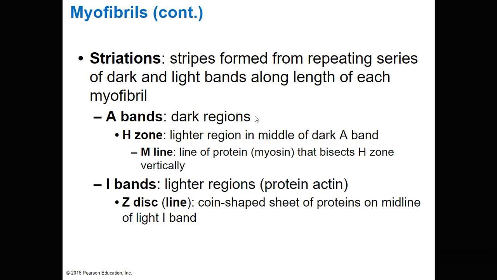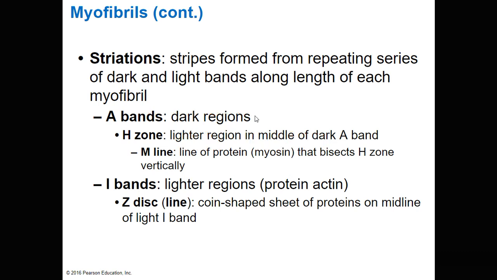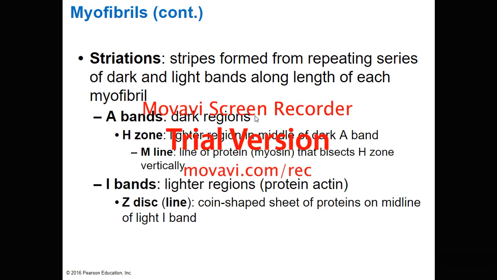The H zone of the A band appears less dense because the thin filaments do not extend into this region. And within the H zone, you have an M line. This M line is the center of the H zone and is slightly darker because of the fine protein strands that hold adjacent thick filaments together. So the M line is what holds adjacent thick filaments together.